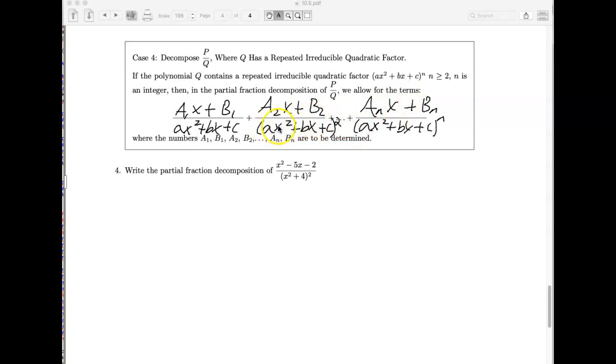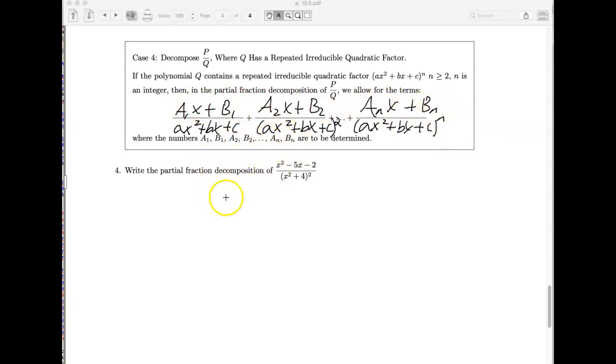So again, similar to the repeated linear factors, you just have to write out the number of factors to that exponent, and so the number of terms you'll have is going to equal that exponent. So if your power was to the 4th, it's now just a quadratic irreducible factor, so you're going to have 4 quadratics on the denominator with all the parameters up top in linear form.